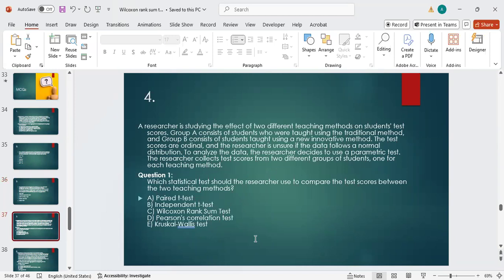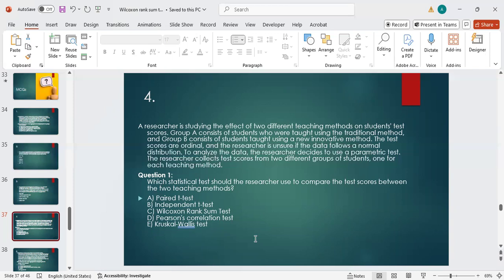A researcher is studying the effect of two different teaching methods on student test scores. Group A consists of students who were taught using the traditional method, and Group B consists of students taught using a new innovative method. The test scores are ordinal, and the researcher is unsure if the data follows a normal distribution. To analyze the data, the researcher decides to use a parametric test. The researcher collects test scores from two different groups of students, one for each teaching method. Which statistical test should the researcher use to compare the test scores between the two teaching groups?